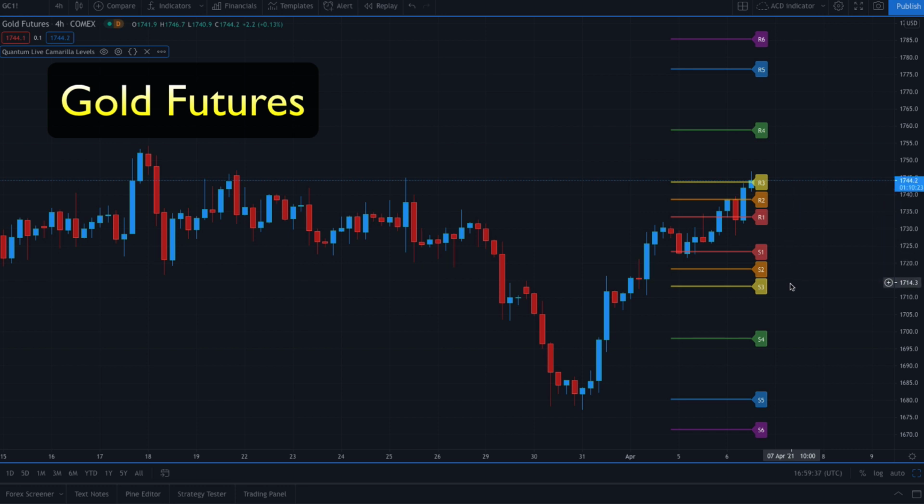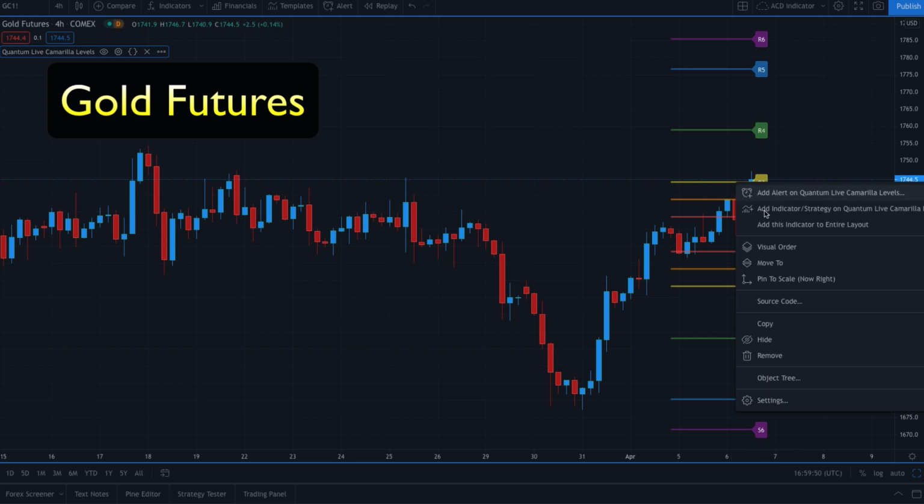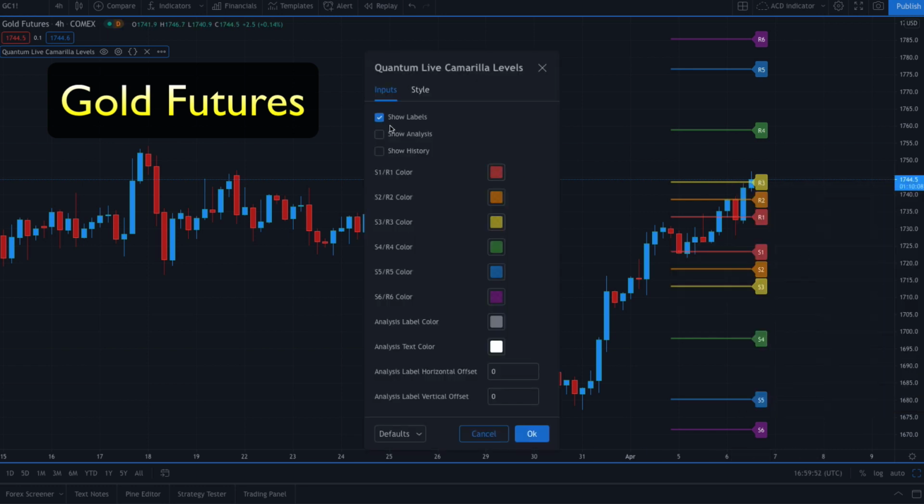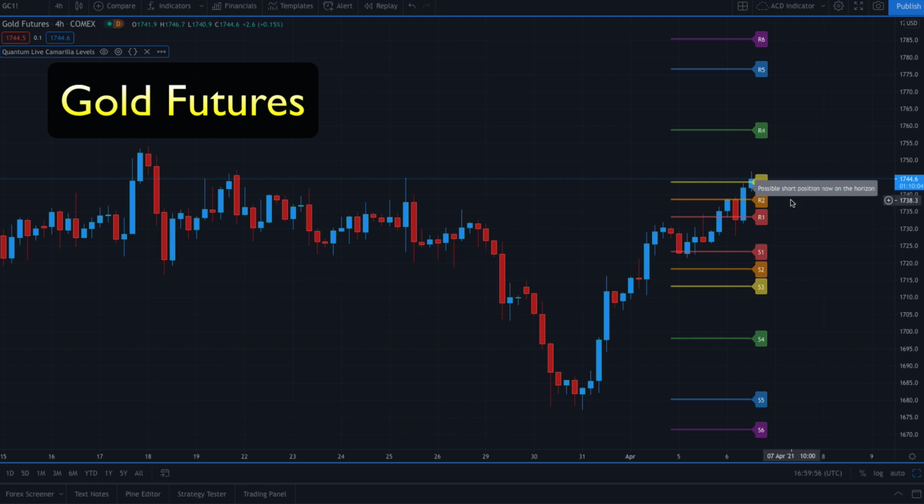So these are key levels on the Camarilla levels indicator. For R3 and S3, you are always looking at a potential opportunity of a reversal. Just going to click that back on again, the analysis rather, there we go. And that's why this is coming up with the potential opportunity for a short position now on the horizon.